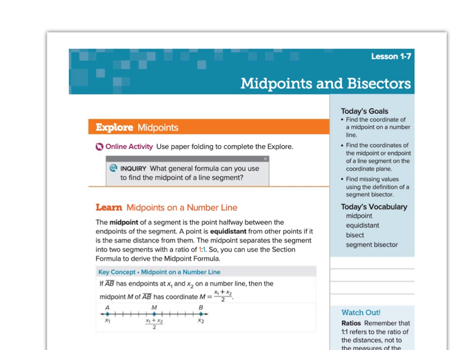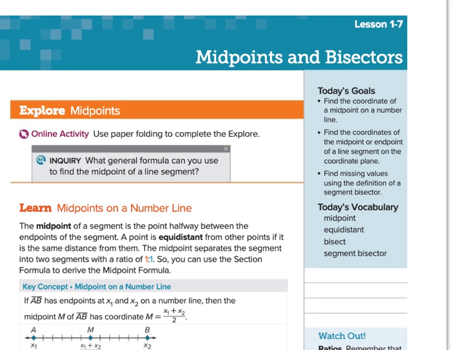And I would say here in understanding, today's goals: we find the coordinate of a midpoint on a number line, that's going to be one formula that we're going to use. Finding the coordinates of the midpoint or endpoint of a line segment on the coordinate plane. Again, that's going to be a formula that we use. And then finding missing values using the definition of a segment bisector. So here, beginning with these formulas, we want to make sure that we understand the formulas so we know what they're asking us and how to use the formulas.